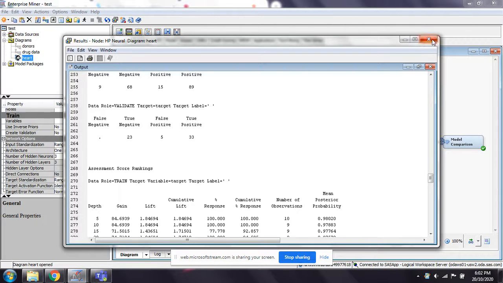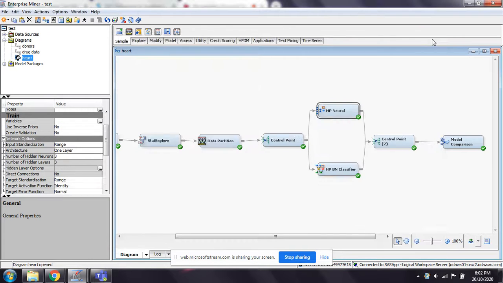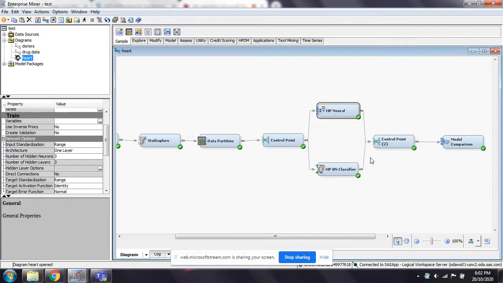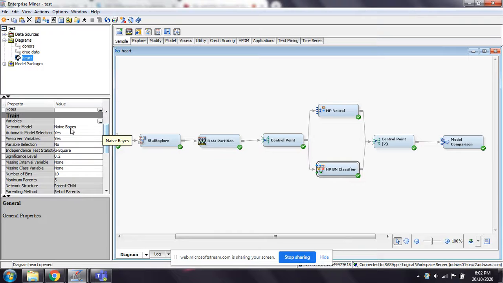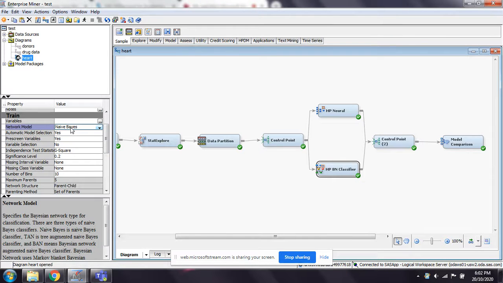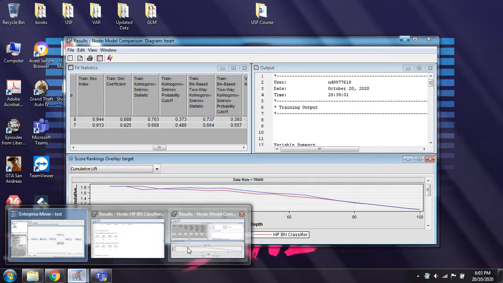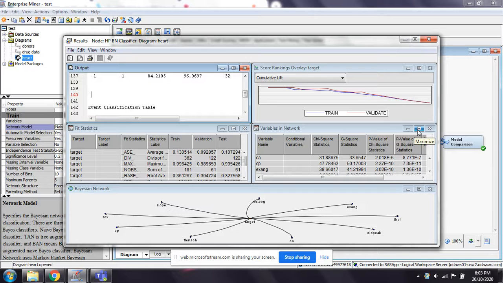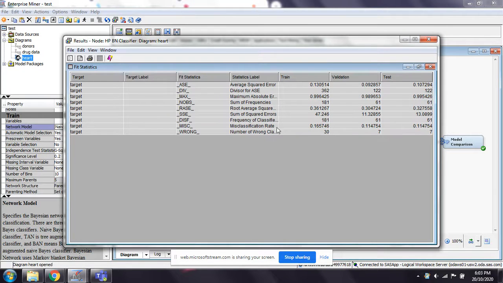Moving on from the neural net output, let's take a look at the naive-Bayes model. In the naive-Bayes model, I have used the naive-Bayes option here. If we take a look at the naive-Bayes output, in the fit statistic we can look at the misclassification error rate. In training it's 16%, but in the test it is far smaller. So we can also conclude that the model is not subject to overfitting.